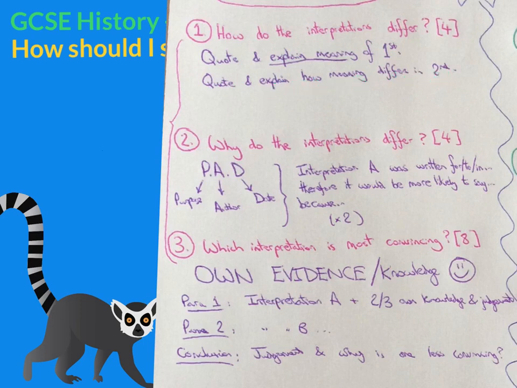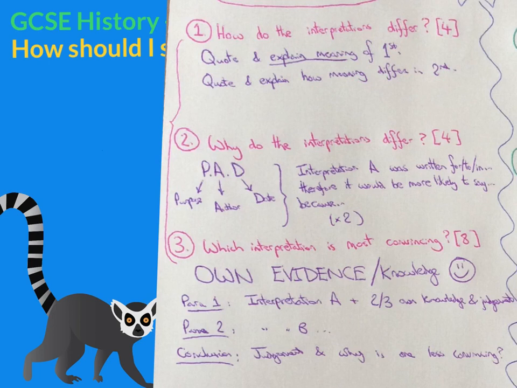So for example, perhaps interpretation 1 says something was a really fantastic idea, like the New Deal, and the second one says it's a really terrible idea. Or perhaps one might say that the boom affected everyone positively, and the second might be suggesting that actually not everyone benefited in the same way. Could be something else. Could be anything at all, but you're looking for some kind of difference in what they're saying.